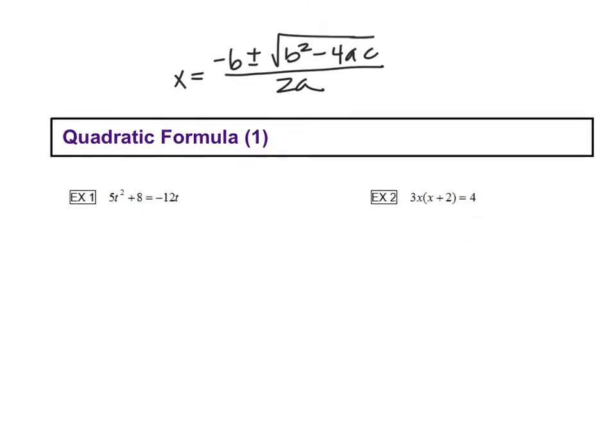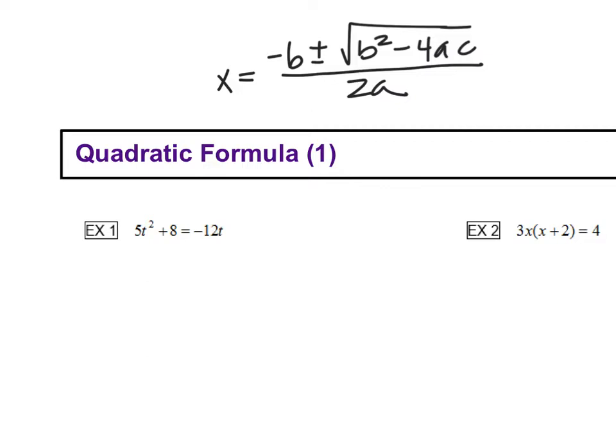Alright, so let's look at how this works. We have our first example, 5t squared plus 8 equals negative 12. So when you do the quadratic formula, you do want everything on one side and 0 on the other side. So I'm going to go ahead and add 12t to both sides. And I'm being just a little lazy right there. I am adding it to both sides. I just kind of put it in the middle because I know that's going to give me 5t squared, that plus 12t is going to come next, and then plus 8 equals 0.